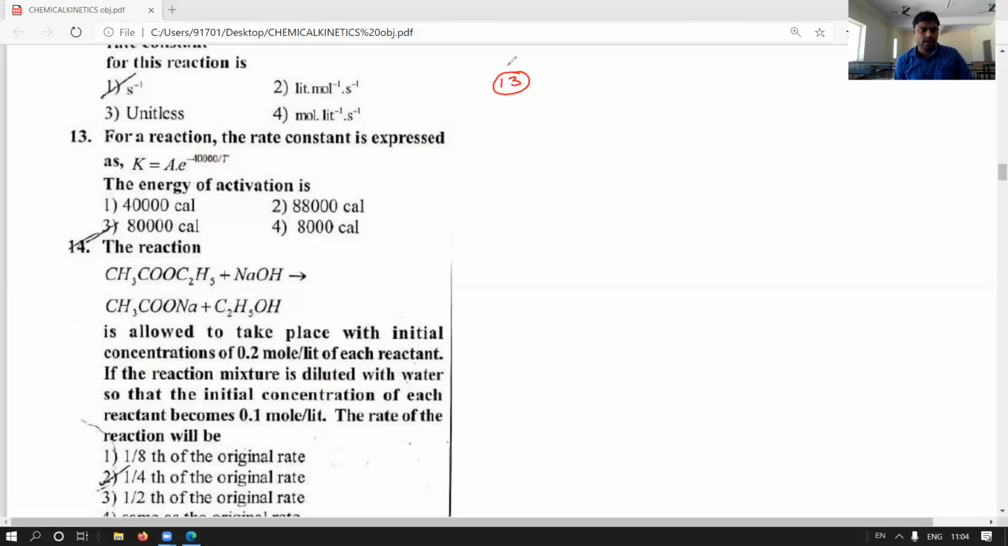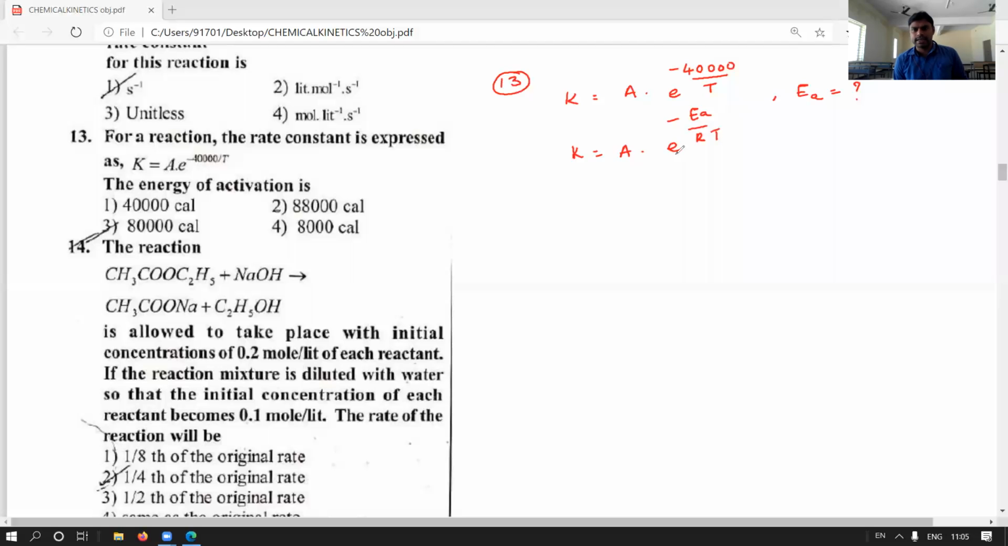In this 13th question they gave the rate constant k is equal to A into e to the power of minus 40,000 by T. Find the activation energy. This equation we have to compare with the Arrhenius rate constant: k is equal to A into e to the power of minus Ea by RT.